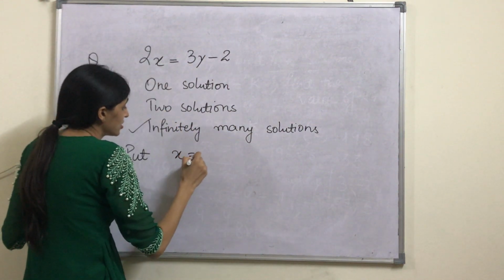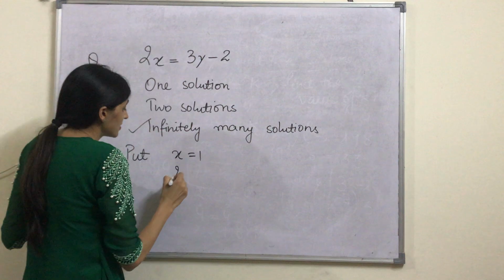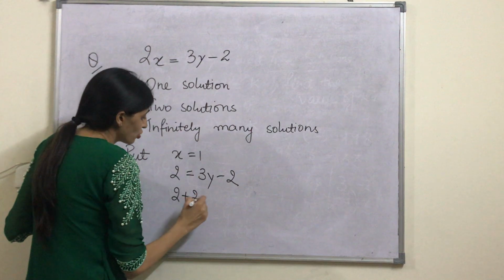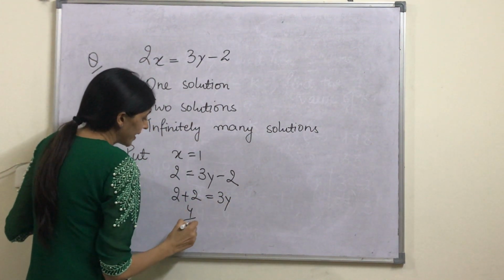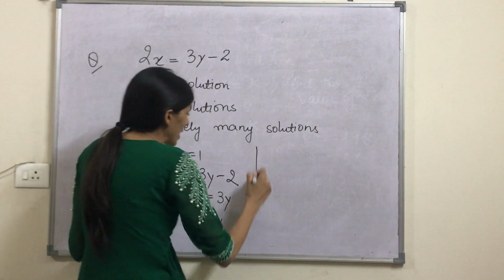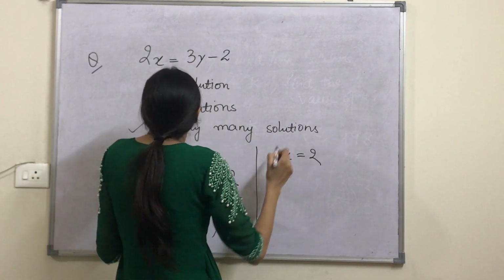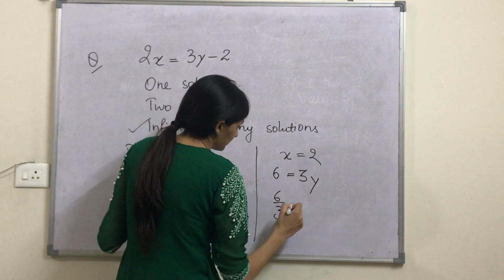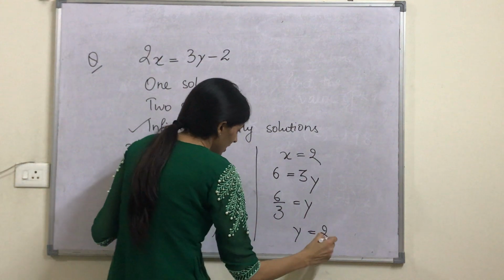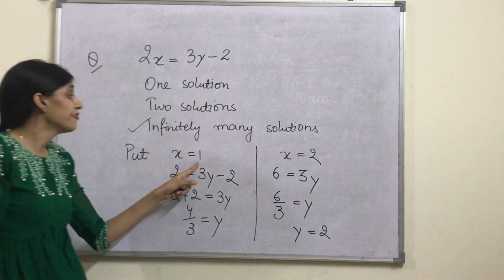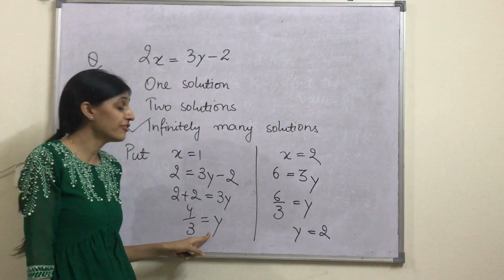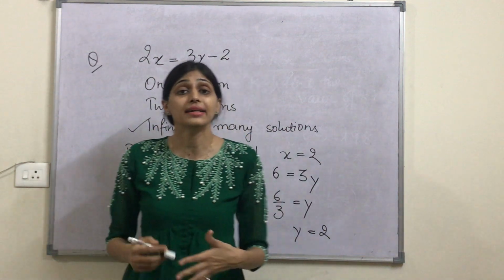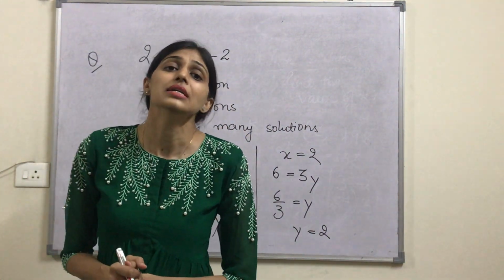Suppose here I put x is 1. So this becomes 2 1s are 2, 3y minus 2, 2 plus 2 is 3y, 4 by 3 is y. Now I put x as 2, 2 2s are 4, 4 plus 2 is 6. That is, for every different value of x, there is a different value of y. So we can say that it will have infinitely many solutions, it will not have a single solution.